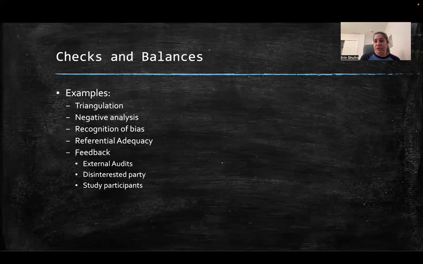Feedback, and this can come in a lot of different forms. So you can have external audits. You can have someone who is an expert in your field, but who was not a part of your research and not on your team, take a look at your data. You can have a disinterested party. This might be someone who is tangential to your field, maybe has some knowledge of your field, but is not an expert, or even someone who's not in your field at all. Take a look at the data with fresh eyes and tell you whether or not it makes sense.